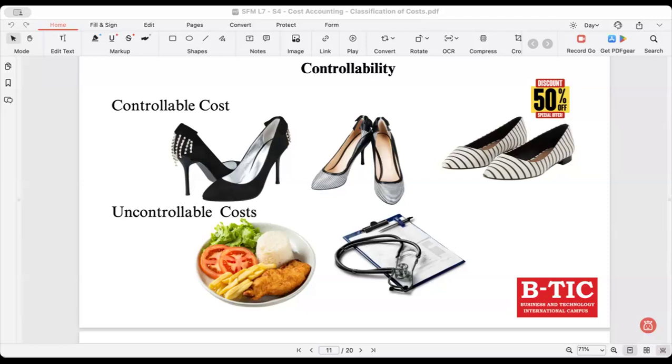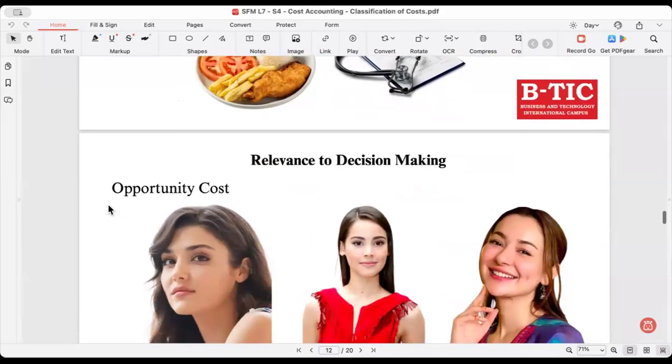Non-controllable costs are the costs that cannot be influenced by the decisions of a particular department. Controllable costs can be influenced or controlled by a specific level of management. For example, a department head can control the labor costs by adjusting the working hours of this particular labor. This is controllable. Non-controllable means, for example, the tax that you pay to the government. This cannot be controlled.